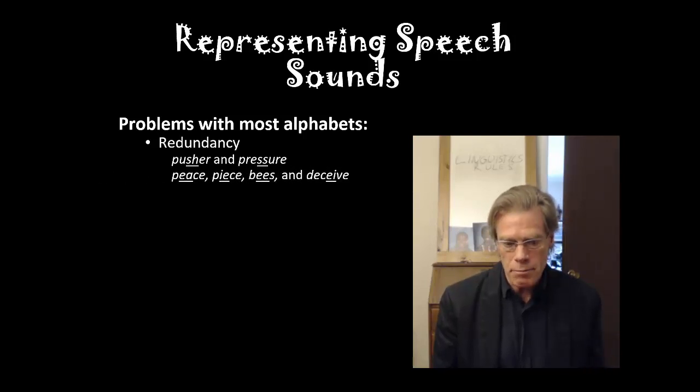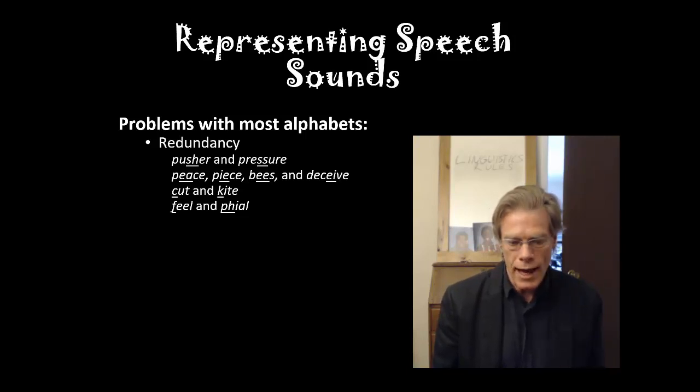We also have an example like peace, piece, bees, and deceive. We have four different ways of representing that E sound. Another one would be cut and kite, where we have C and K both representing the same k sound. And then another one would be feel and file, where we have that F and PH representing the same F sound.